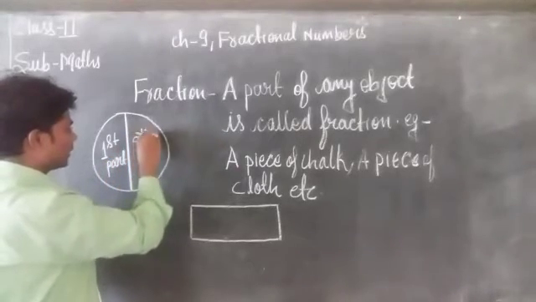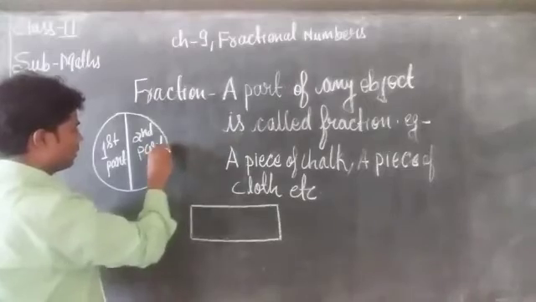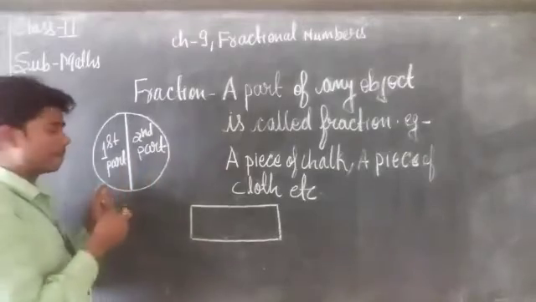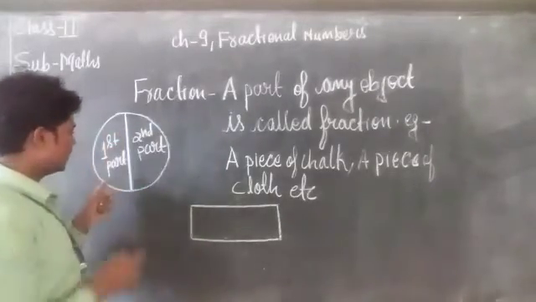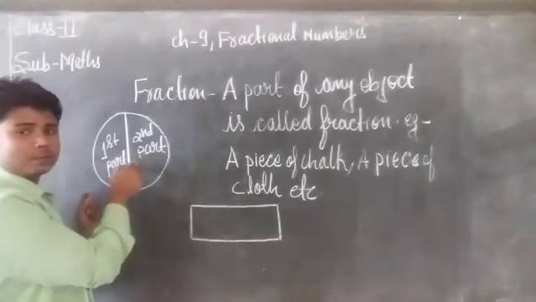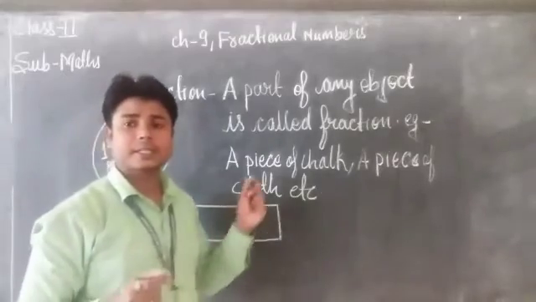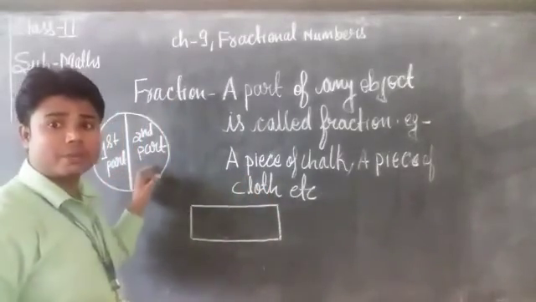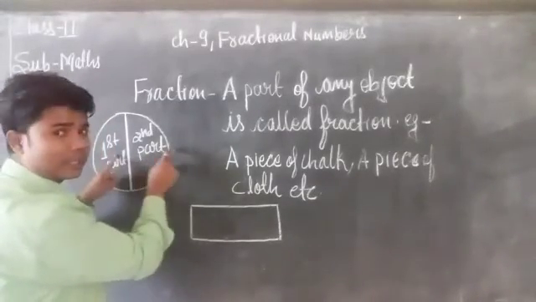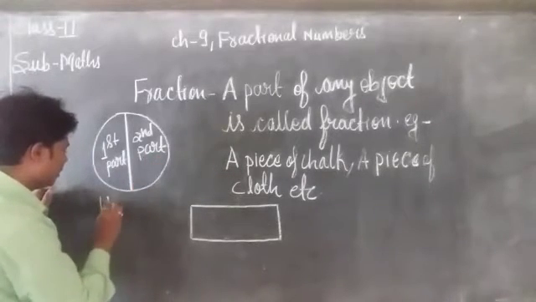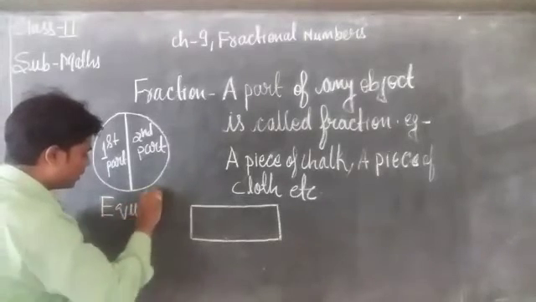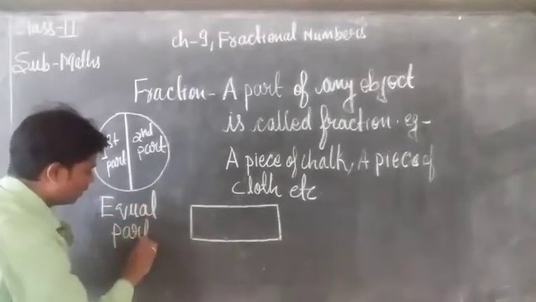Now see, after dividing, this is the first part and this is the second part of the big circle. See, both parts look the same in size. If both parts look the same in size, that means both are what? Equal parts. So, the first part and second part of the circle are both equal. So we can write here, both are equal. It means both parts are equal.